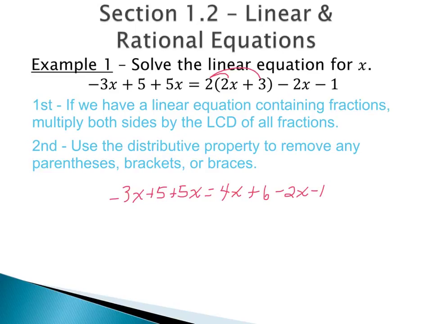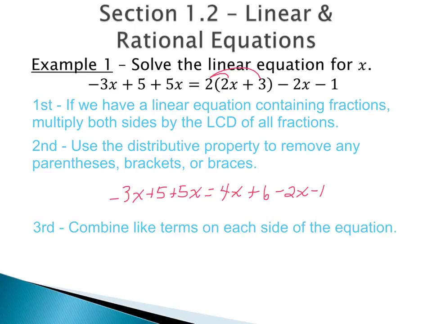Our next step is to combine like terms on each side of the equation. On the left-hand side, I can see that I have like terms of negative 3x and 5x. Negative 3x plus 5x would give us a 2x, and the 5 did not have a like term to combine with, so it's just going to stay plus 5. On the right-hand side, I have like terms of 4x minus 2x, which would be 2x. And then I do have like terms with our constants of 6 minus 1, which would be a plus 5.